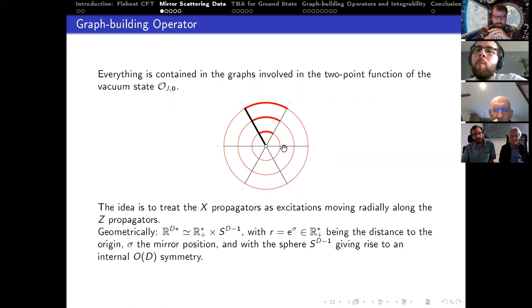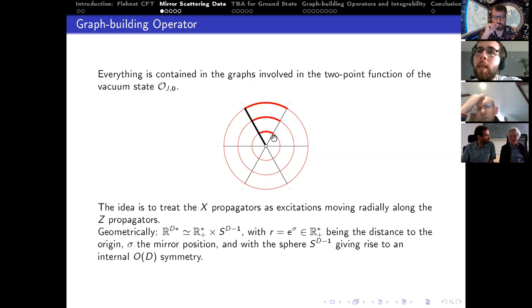The mirror picture emerges when you imagine that these virtual X particles live on the black propagators, on the Z propagators. It's a one-dimensional system, because a priori there is a one-dimensional space in which they live, and then the sphere gives rise to some internal degrees of freedom, an internal O(d) symmetry. The mirror position is just the log of the radius.